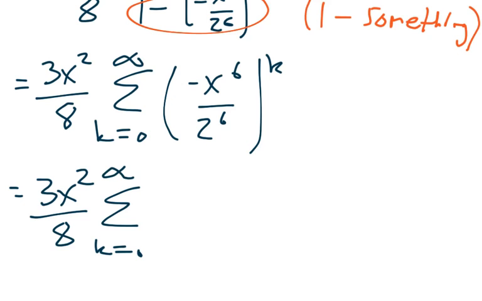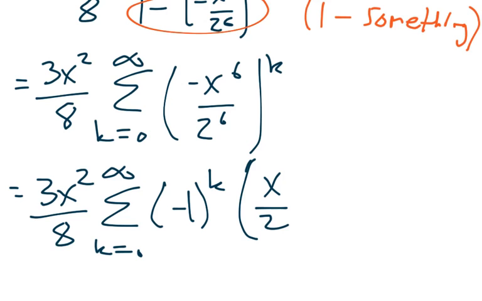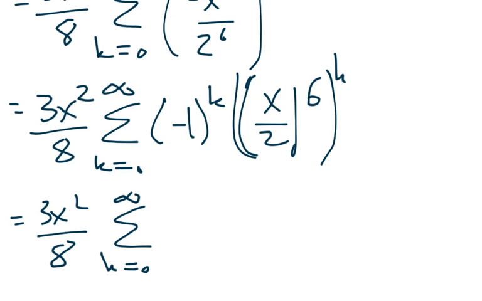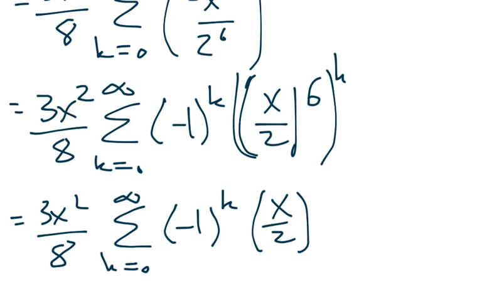k equals 0 to infinity. I'm going to bring out my minus 1 to the k, and I'm going to write this as x over 2 to the 6th, all to the k power. Or, if we're going to be really succinct about it, we can write this as the sum from k equals 0 to infinity of minus 1 to the k, and we have x over 2 to the 6k, right?